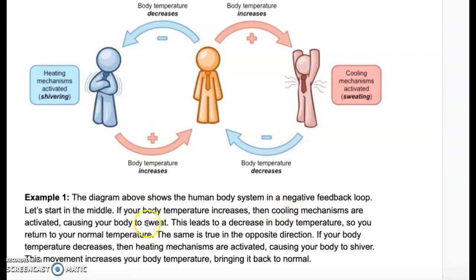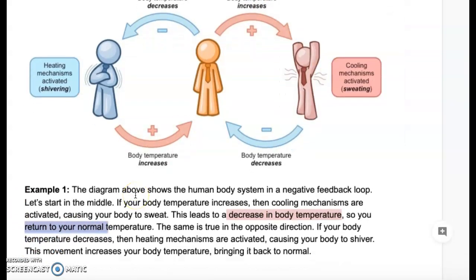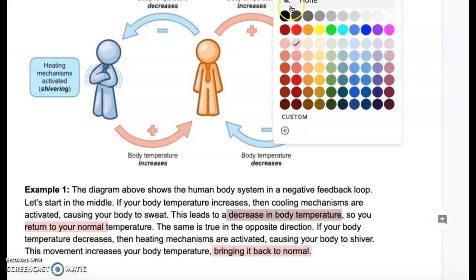Cooling mechanisms are activated, causing your body to sweat. Okay, so I see decrease in body temperature. Return to normal, right? So I know that this is happening in the negative feedback loop in order to make the body system return back to normal or maintain stability, right? And it's true in either direction. The temperature, heating mechanisms causing your body to shiver. This movement increases body temperature, bringing it back to normal. I'm just gonna take that highlight out.